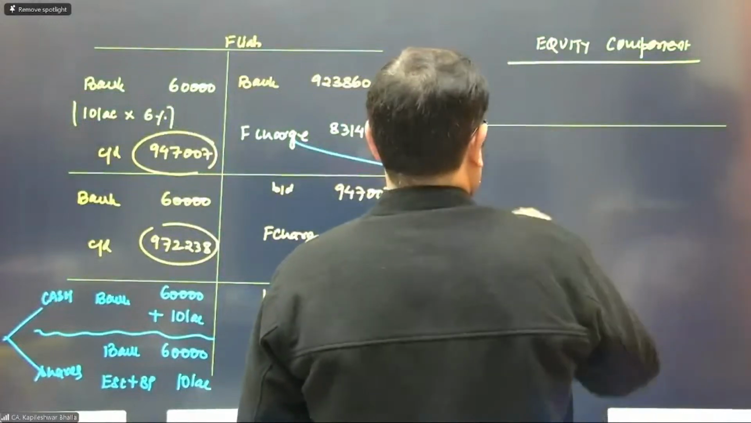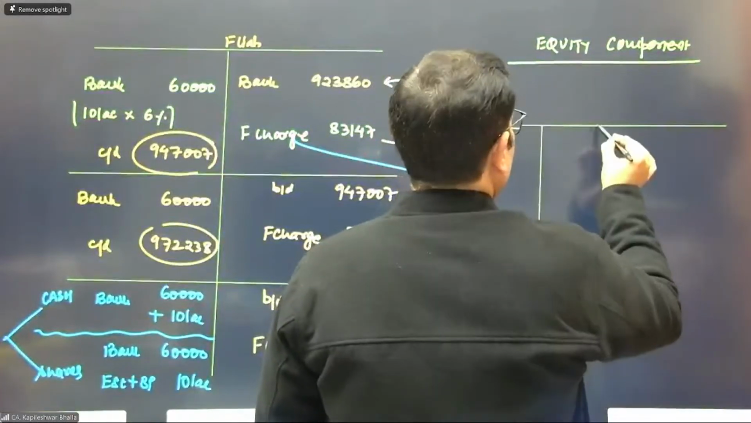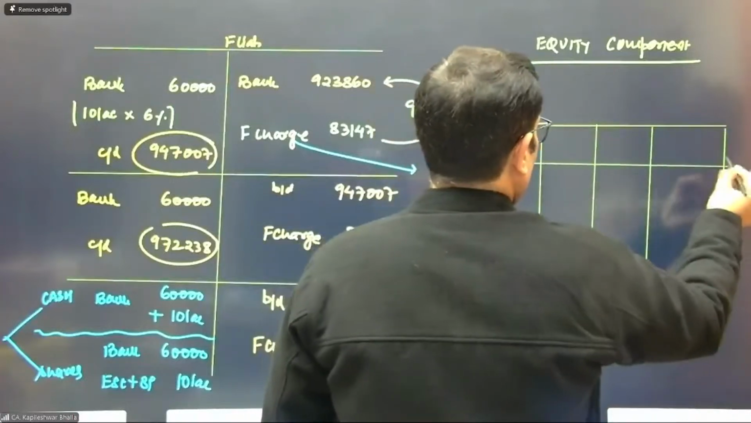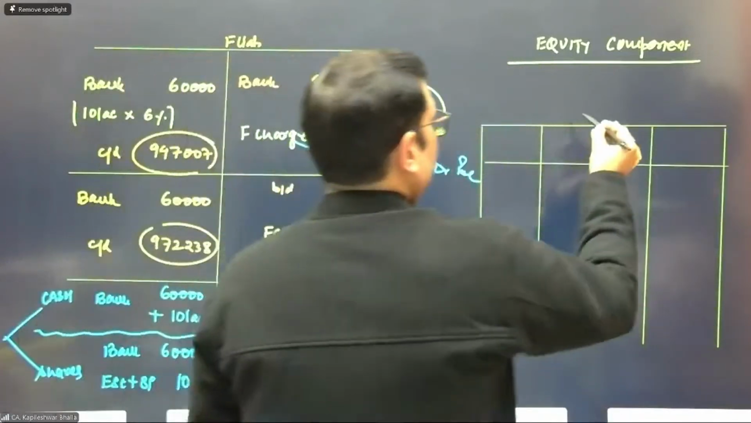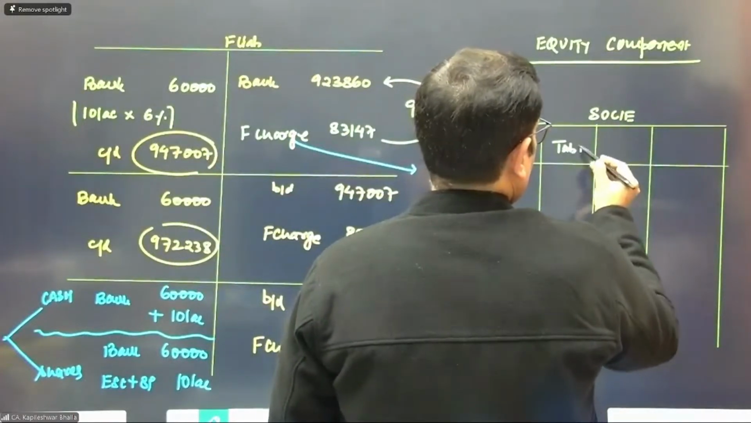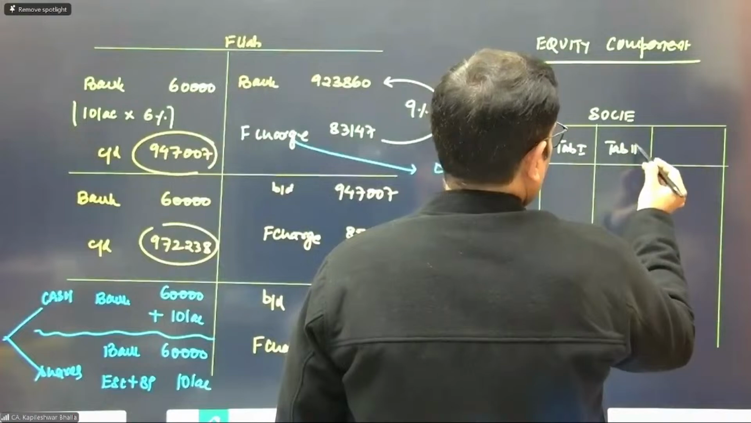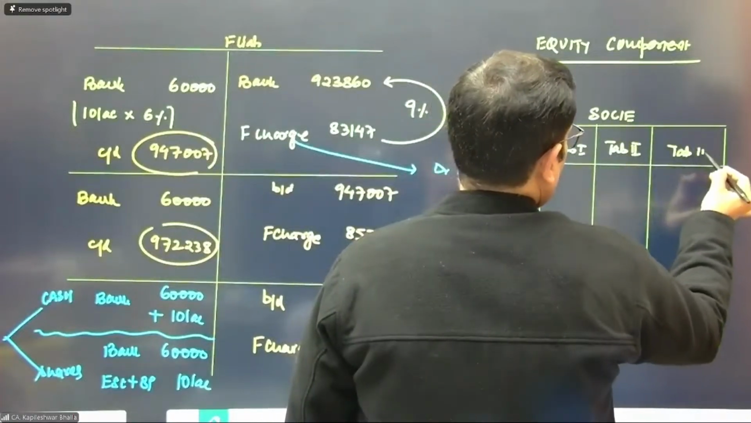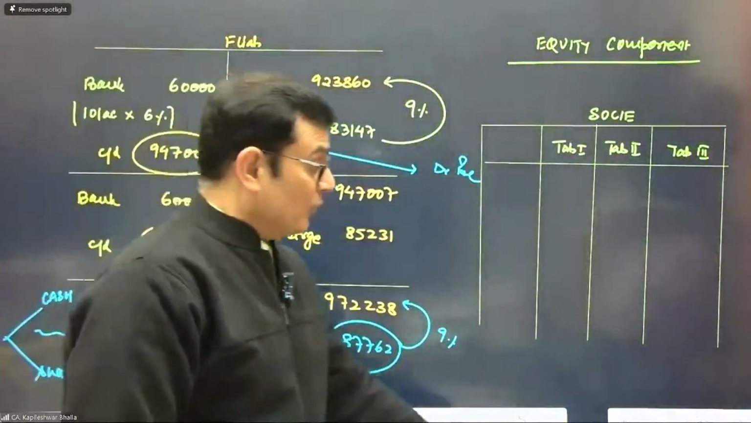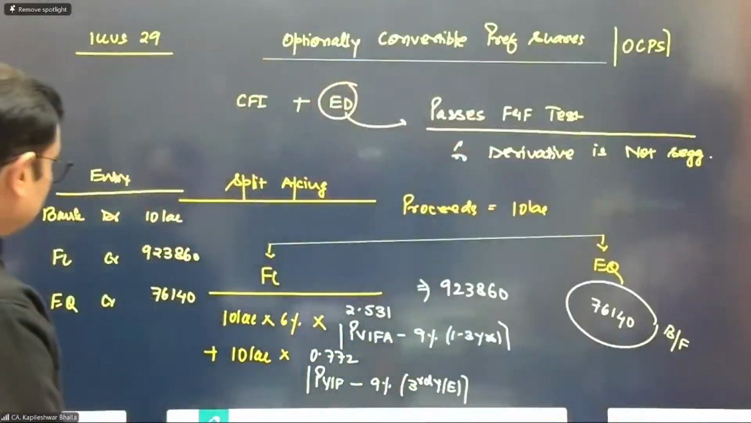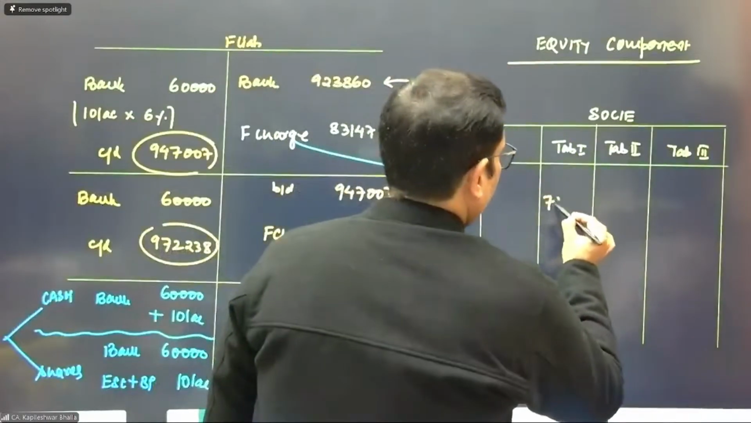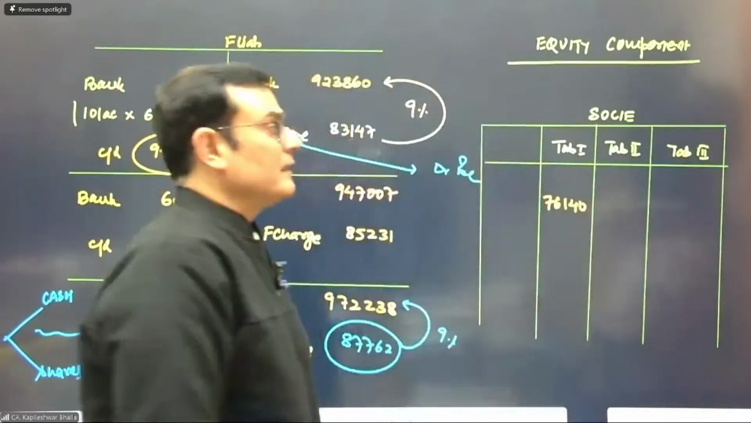So this is my statement of changes in equity. I'm considering the 3 tabs. Of course, my concentration is in terms of tab number 1. So this is my tab 1, which is the equity component of SOCIE. Tab 2 is reserve and surplus, and tab 3 is other comprehensive income. So in this particular case, the equity is 76,140. So this amount would have been taken in tab number 1 at the very inception.